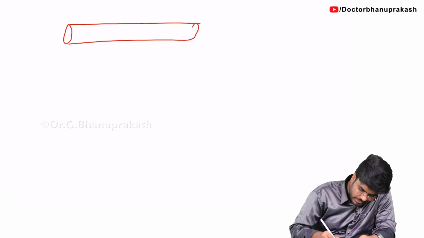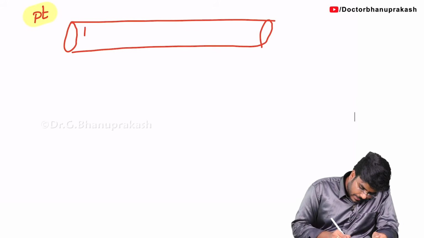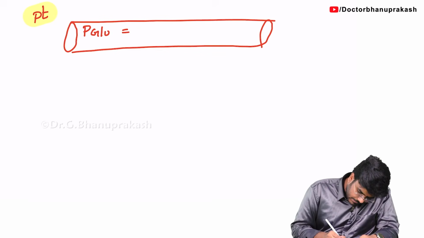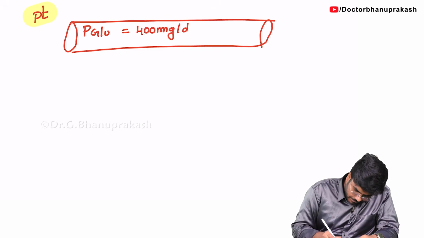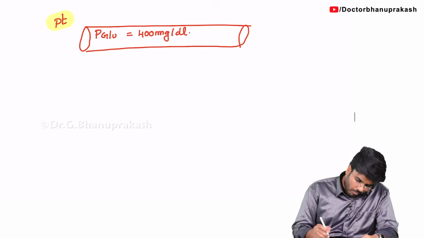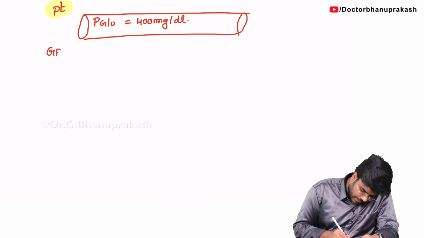Okay, here I am talking about a patient. Now, in this patient, what is the plasma glucose concentration? Let's say it is 400 milligrams per deciliter. So, definitely he is a diabetic patient, a lot of glucose is there. Now, what is his GFR? Let's say his GFR value is 125 ml per minute.